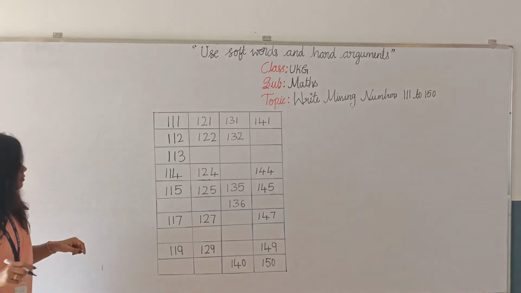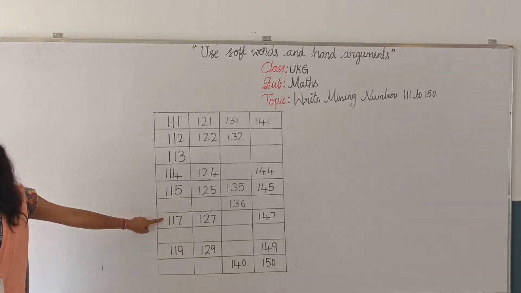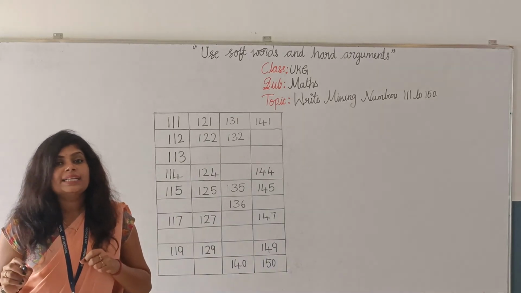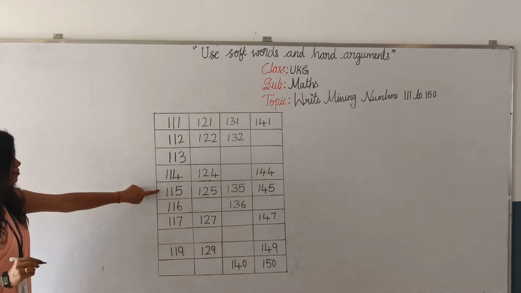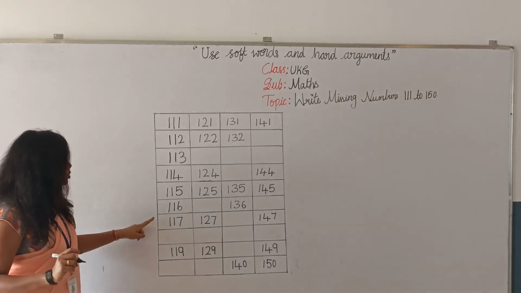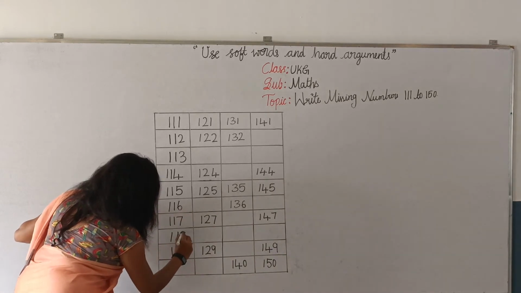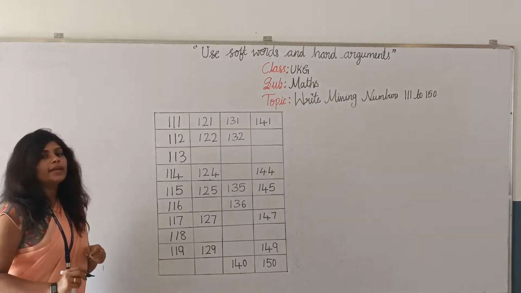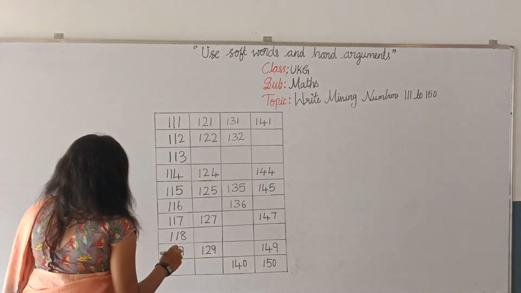115. Next, which number is missing? See, 115 and 117. In between, which number is missing here? 116. 115, 116, 117. Which number should come after 117? 118. Next, 119. Which number should come after 119? 120.